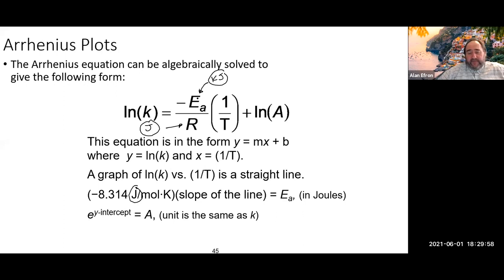By the way, graphically speaking, the natural log of A is plus B. So the y-intercept of that graph equals the natural log of A. So you could also graphically determine, in addition to activation energy, the frequency factor. That is the proportion of molecules that really do have enough energy to get up and over to the other side. Any questions on that?